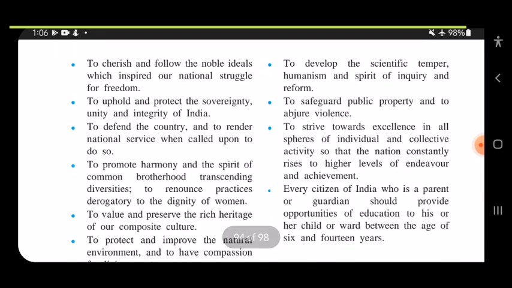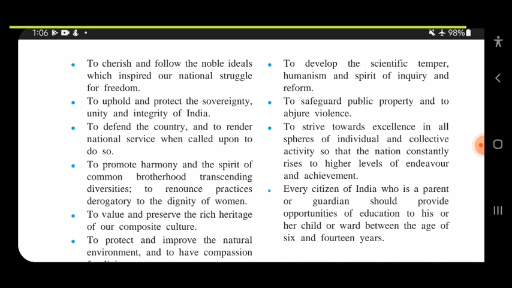Then next, to cherish and follow the noble ideals which inspired our national struggle for freedom. Now we must cherish the people who have laid their lives for the freedom that we got. So we should cherish them. We should think about them. The next, to uphold and protect the sovereignty, unity and integrity of India, and to defend the country and to render national service when called upon to do so. What is national service?